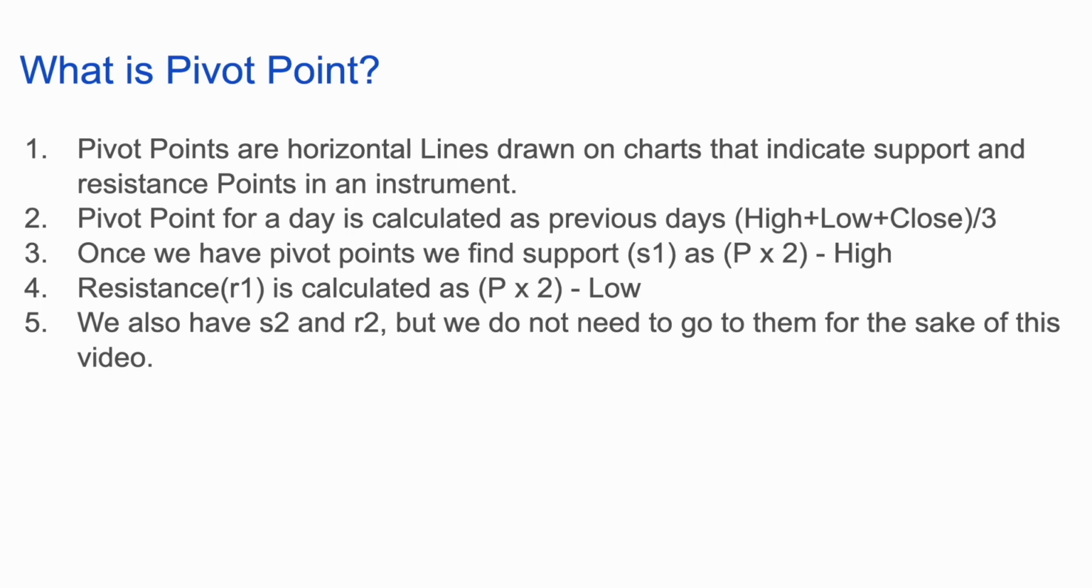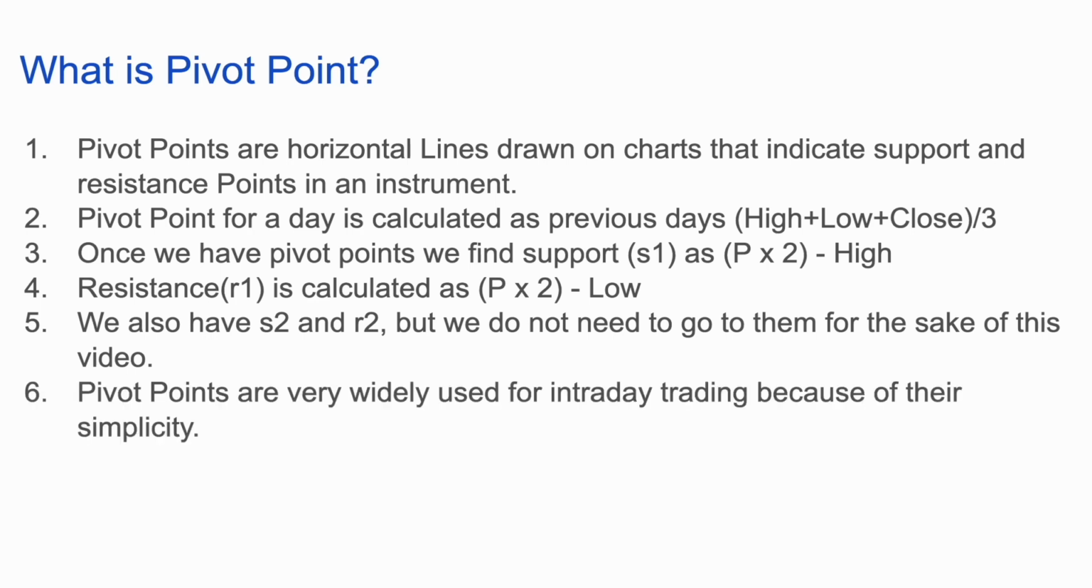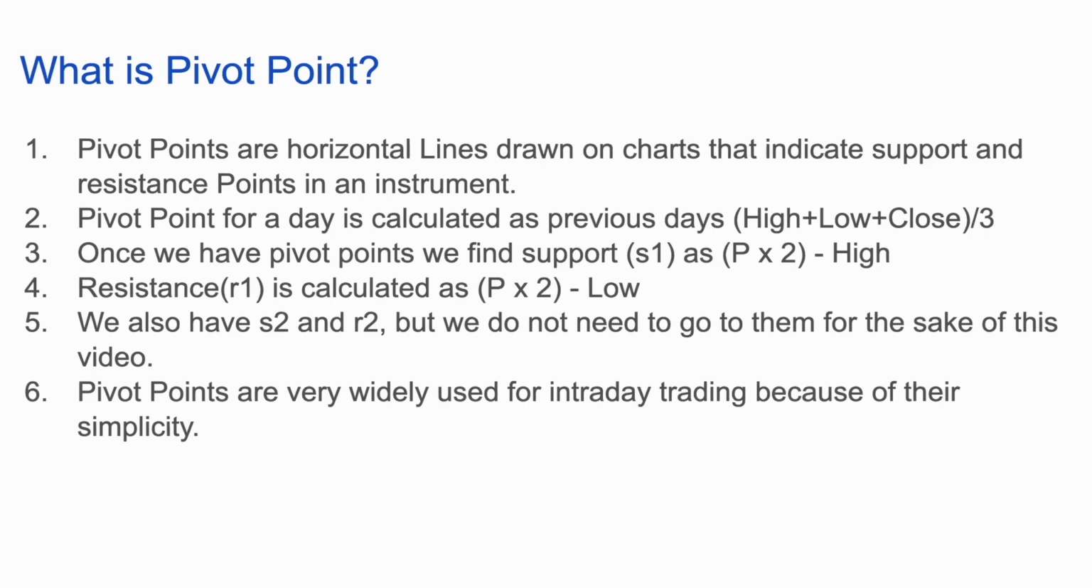We also have things like S2, R2, S3 and R3, which are multiple support and resistance lines. But for the sake of this video, we do not need them. We are just going to deal with 3 points: the pivot point, S1 and R1. Pivot points are among the most widely used indicators for intraday trading systems because of their simplicity.